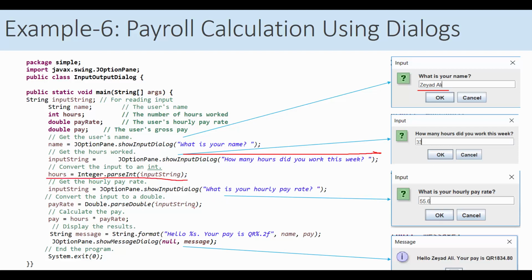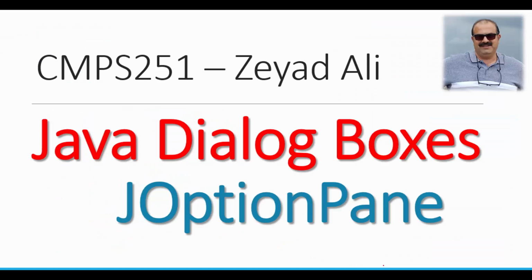The next one is going to read a double value, which is hourly pay rate. It will return a string as usual. We'll use the double wrapper class to convert it to a double. Then I calculate the pay. I show the result using the showMessageDialog. In this tutorial, I try to introduce you to the 2 most commonly used dialog boxes of JOptionPane, the message dialog and the input dialog.